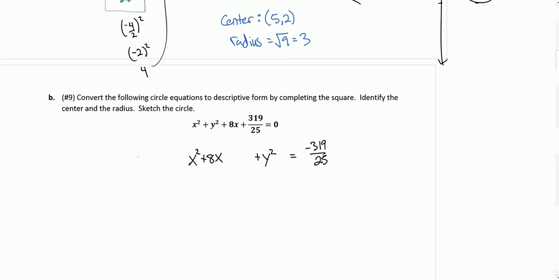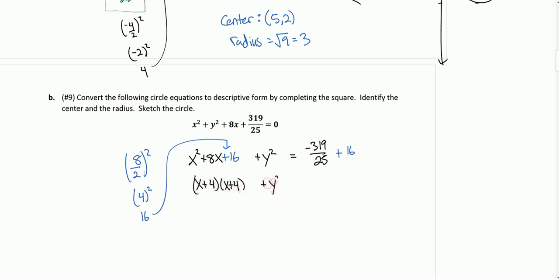So we take the 8, cut it in half, and square it. Half of 8 is 4, 4 squared is 16. That is what we need to complete the square. So we add 16 to both sides of the equation. We factor x squared plus 8x plus 16 to x plus 4 times x plus 4.